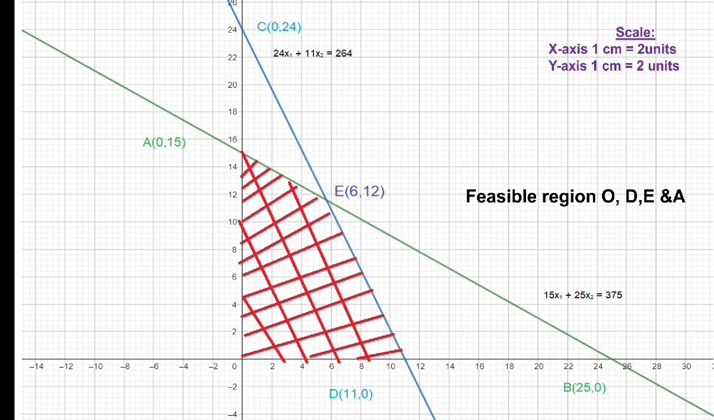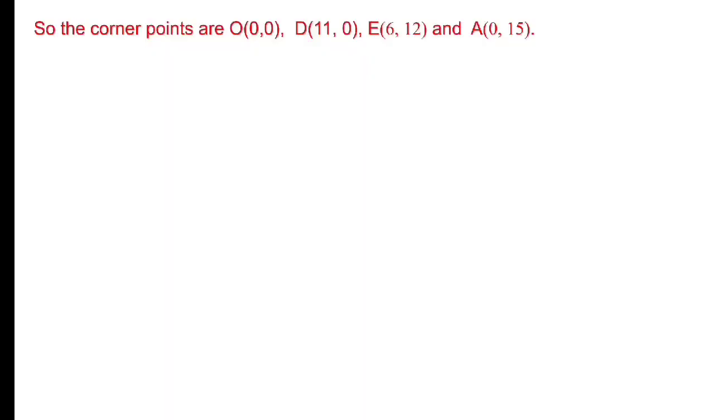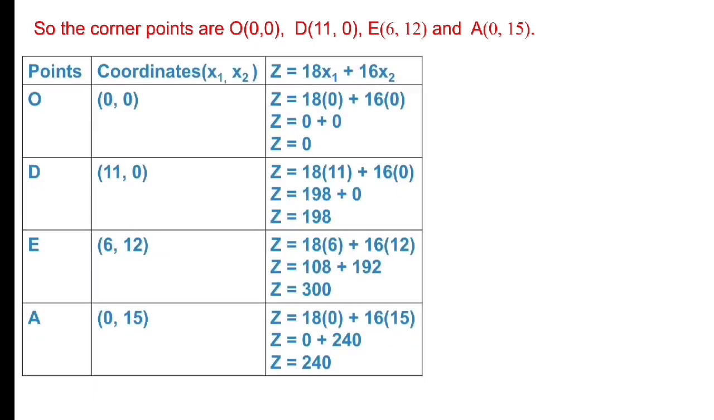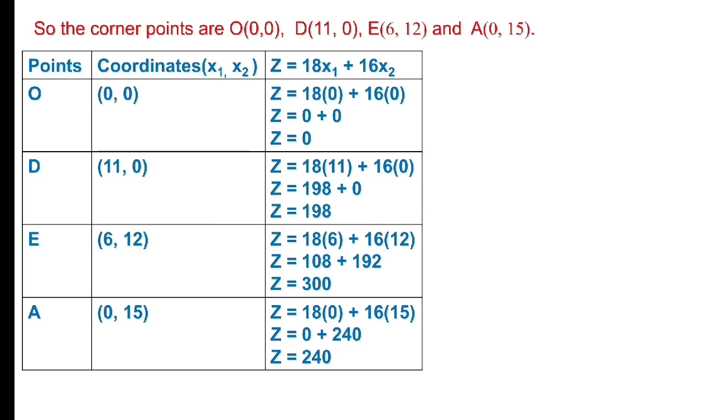So the corner points are O of 0, 0, D of 11, 0, E of 6, 12 and A of 0, 15. We can use the table and get the values of the objective function, like this: points, coordinates and z value. Z equal to 18 of x1 plus 16 of x2. We are using the objective function here only.